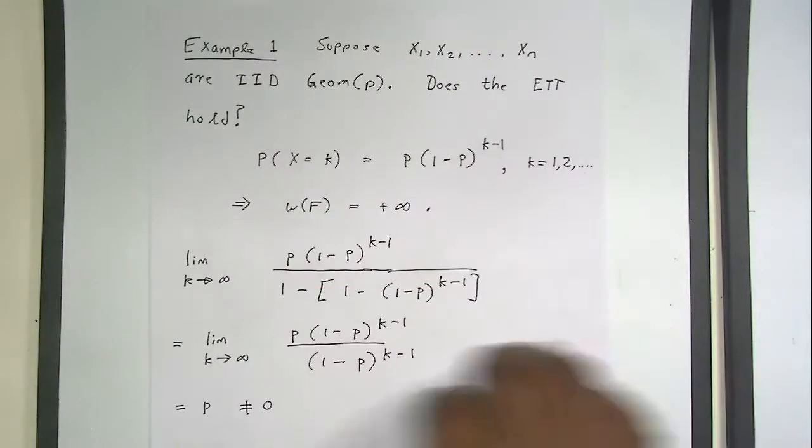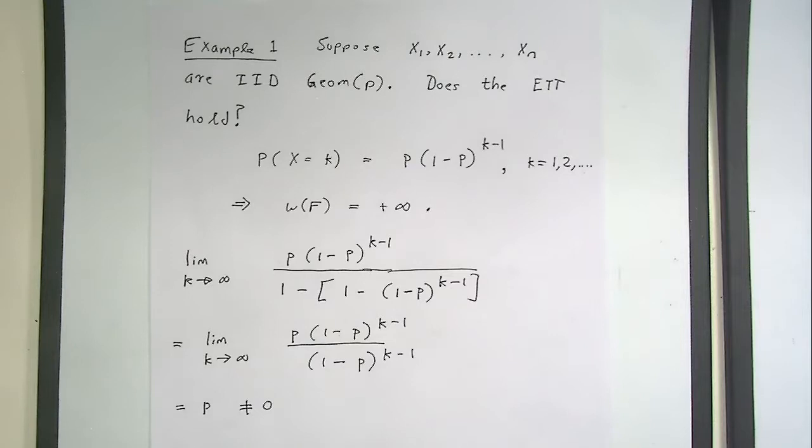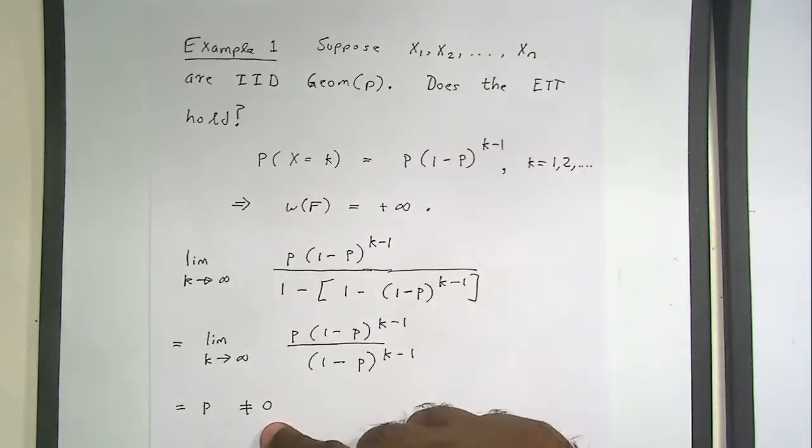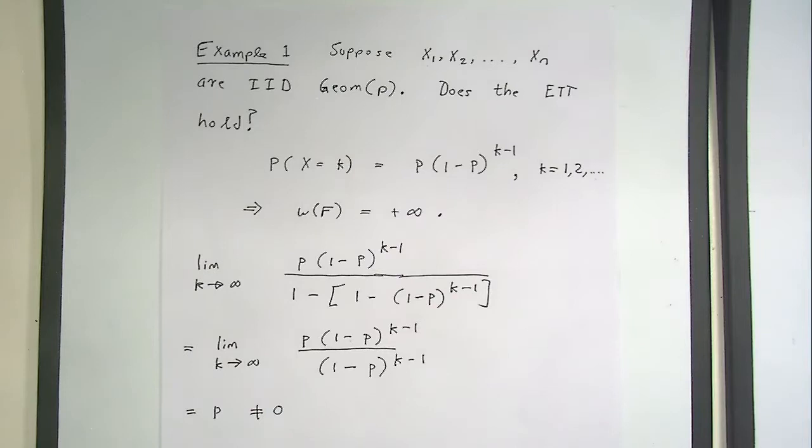This is an example I did. I don't know whether you guys followed this or not. Here you have a sample from a geometric distribution. So the probability that X equals k is this one. And you can show, after some work, how to find the W of F. What do you do? We set F(x) equal to 1 and solve for x. So you can show that W of F is infinity, and then the limit of this divided by this becomes this, which is equal to p, and which is not equal to 0. And hence, the extremal types theorem does not hold.